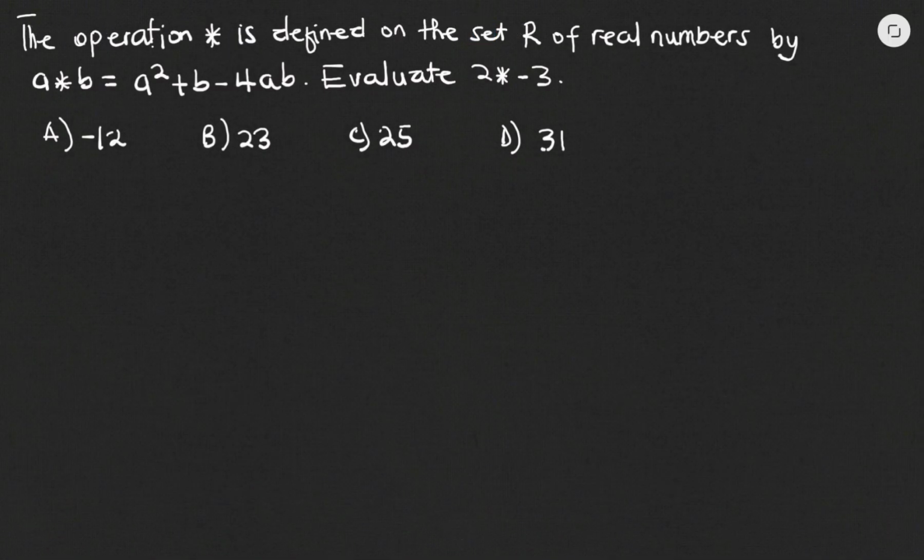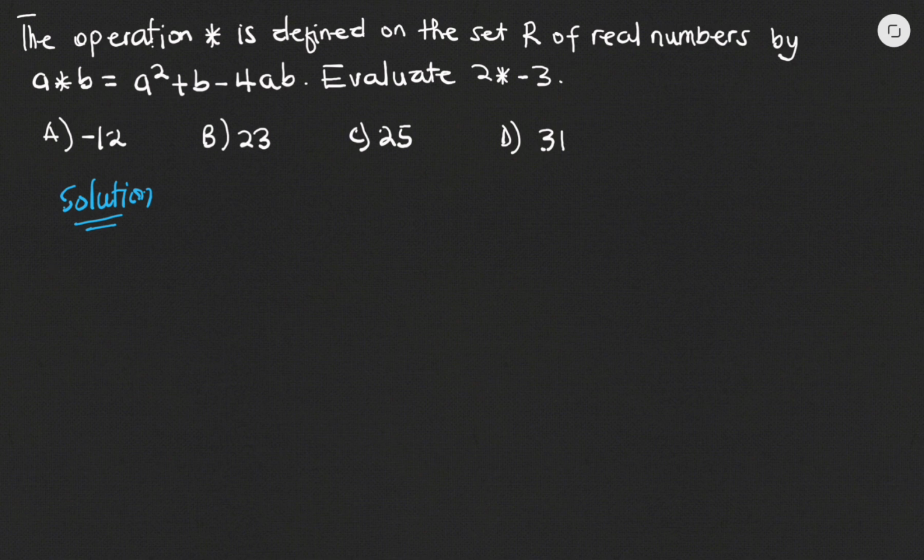So the operation star is defined on the set R of real numbers by A operation B is equal to A squared plus B minus 4AB. We are to evaluate 2 operation negative 3. Okay, so let's look at this problem. This is fairly very easy.